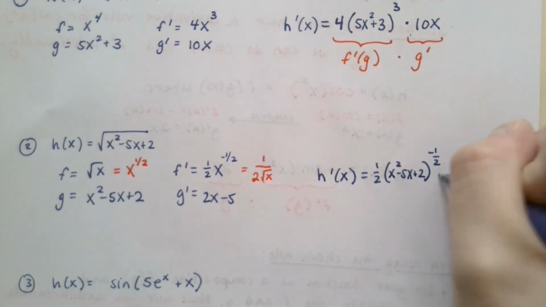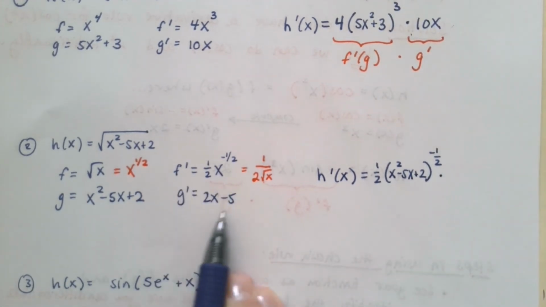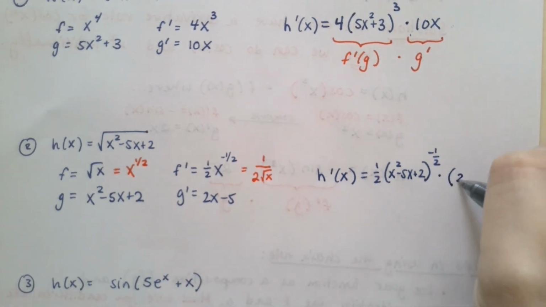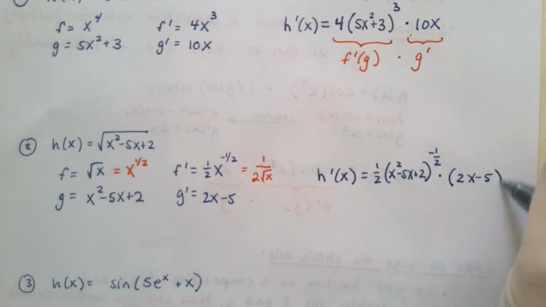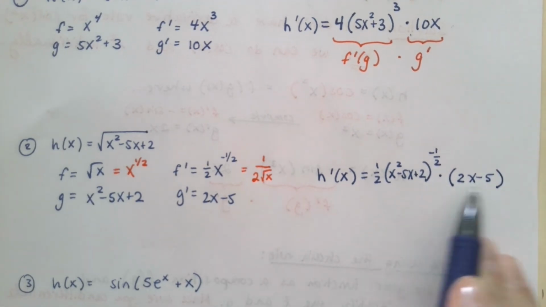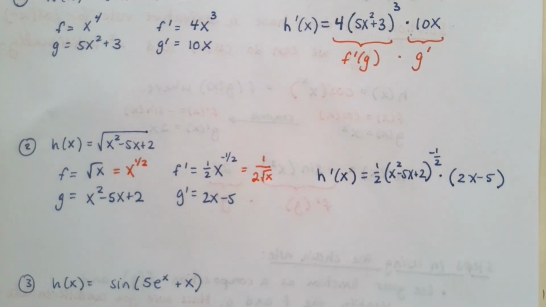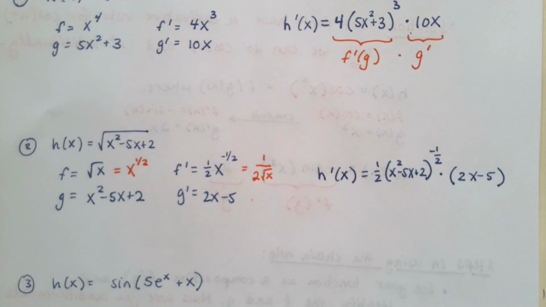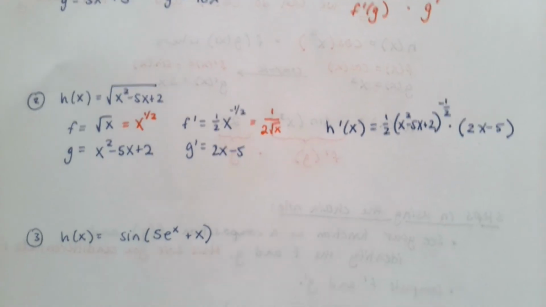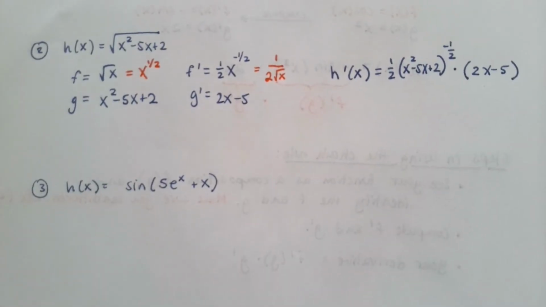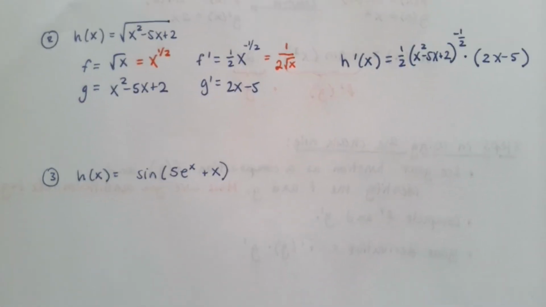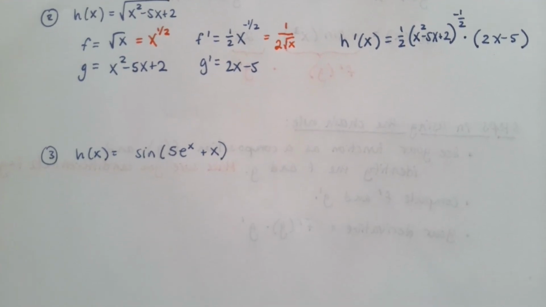Times g prime. So this is an occasion where g prime is 2 terms because you have that subtraction. So we definitely need that set of parentheses right here. Without these parentheses, the 2x would be multiplying by this, and then minus 5 would be on everything, whereas you want to actually multiply it all together. So extra set of parentheses there, and that's my final answer. All right, we've got one more to go. So my third example here is the sine of 5e to the x plus x.